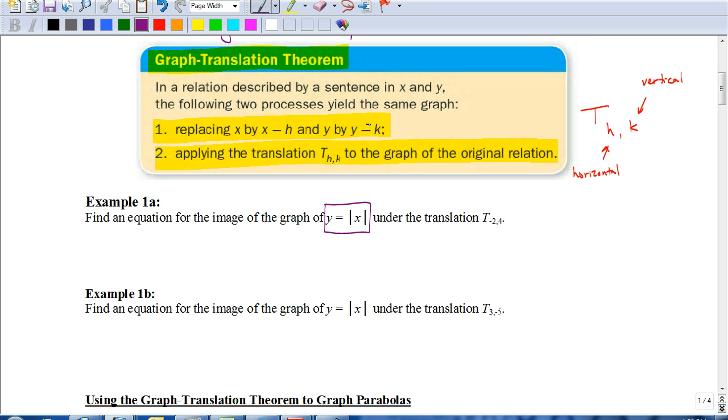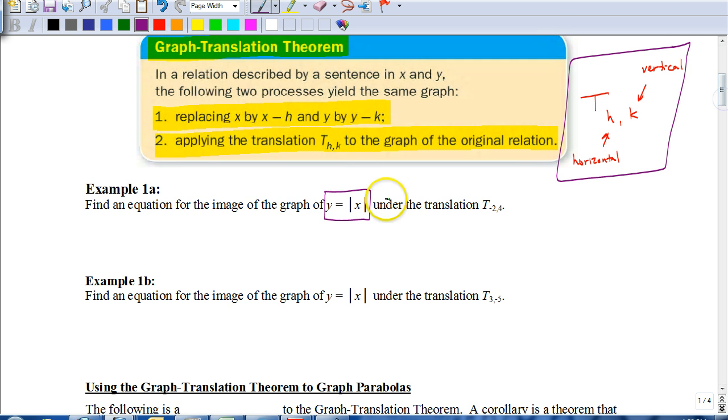So we use this capital T to represent that we're talking about a translation, and the h and the k identify how it's being translated. h represents how it's being translated horizontally. k represents how it's being translated vertically. That's what I'm showing you over here. So you want to make sure that you understand that concept. It's a pretty simple concept, so let's look at this example.